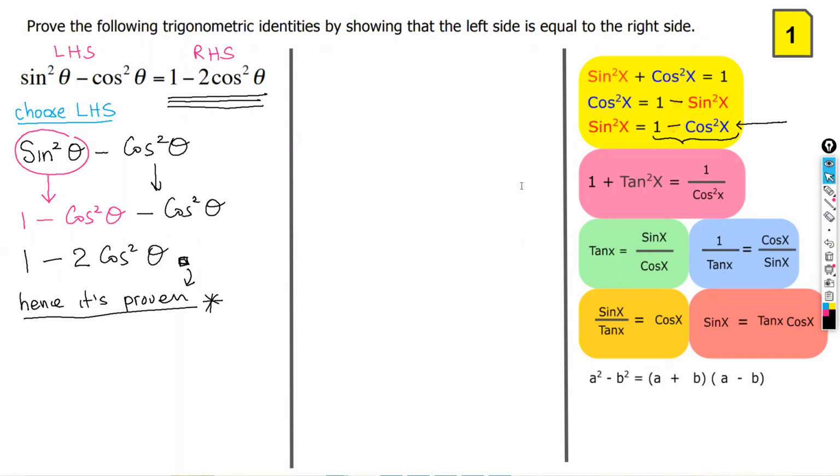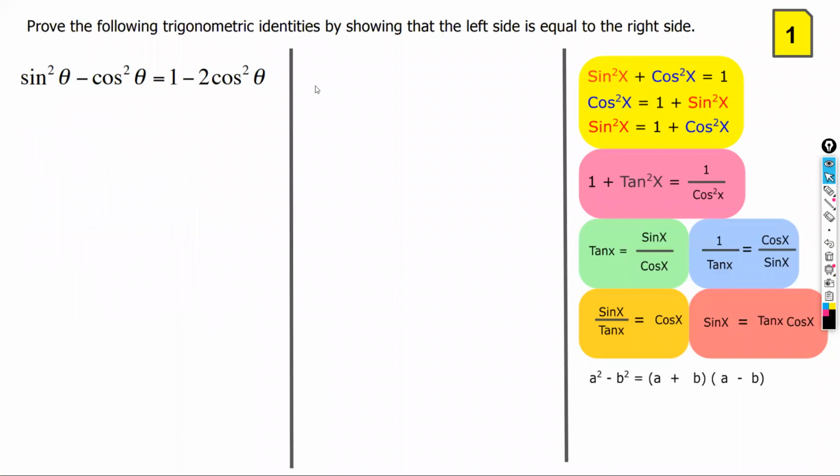All right, let me know when you're finished with everything on the screen. All right, so next question now. Question 2. Write down this question.